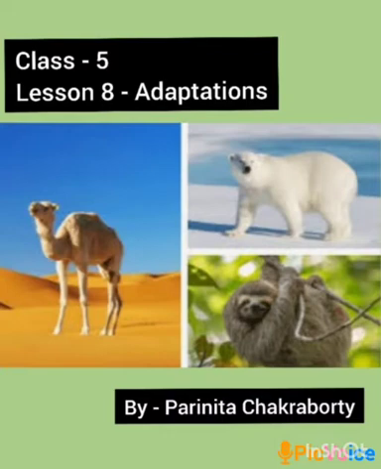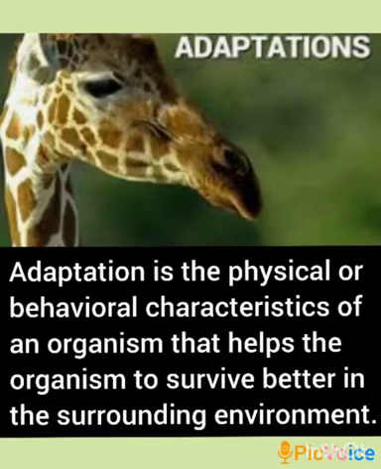In this chapter, we will see what is adaptation and then we will discuss some adaptations related to the place where an organism lives, the food it eats, and the ways in which it protects itself. Children, adaptation is the physical or behavioral characteristics of an organism that helps the organism to survive better in the surrounding environment. So, these are the characters that make an organism the best suited to its way of life.